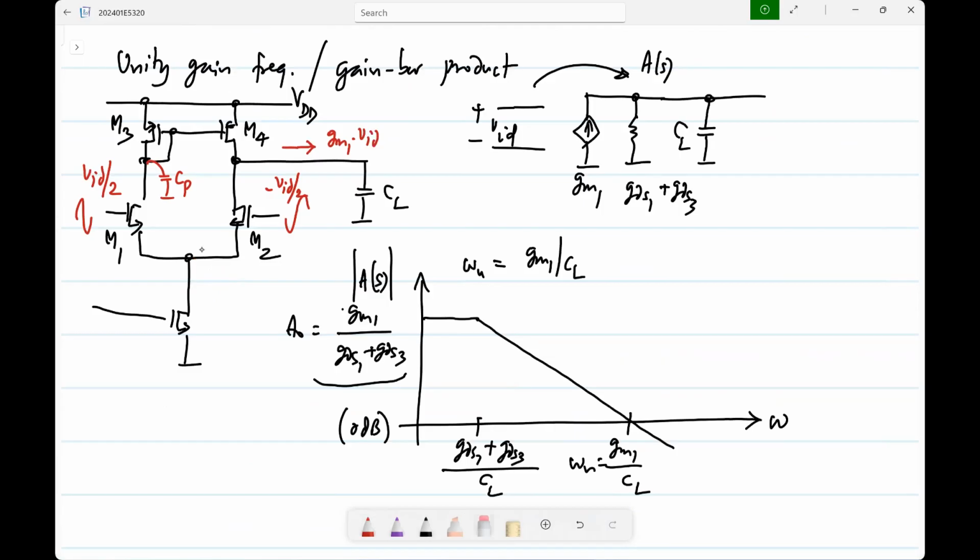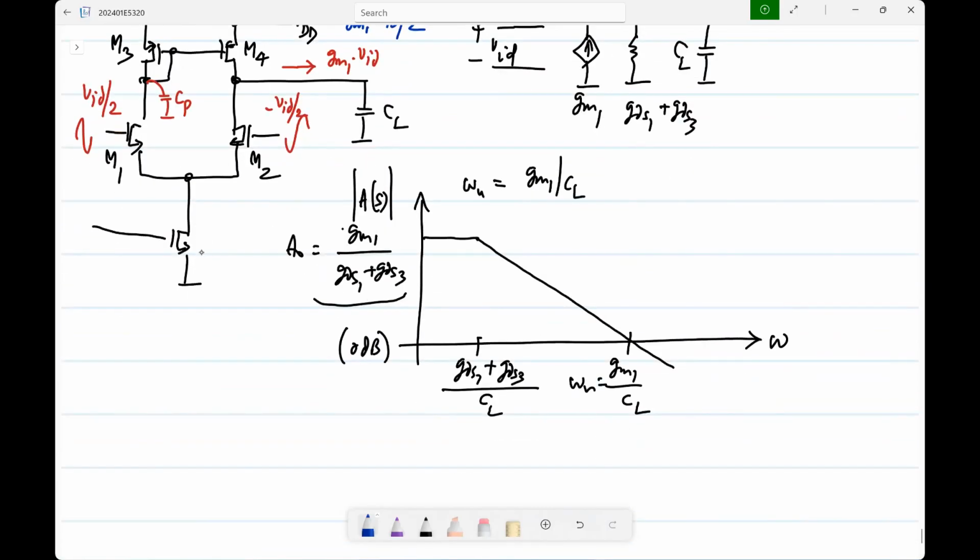What will be the output current and why? Yeah, why? If this CP becomes a short, all of the current from this simply goes into the short, it doesn't get mirrored. So at very high frequencies, again, it will be GM1 VID by 2. From this itself, you should be able to sort of write out.